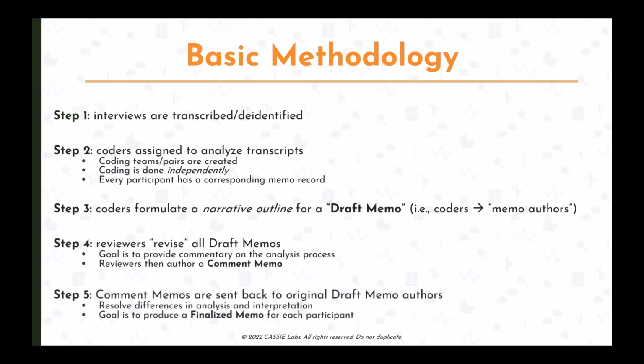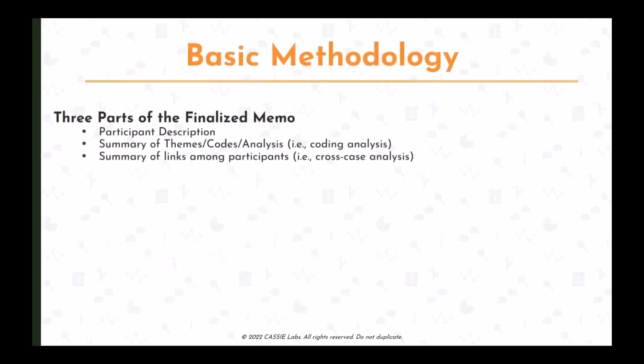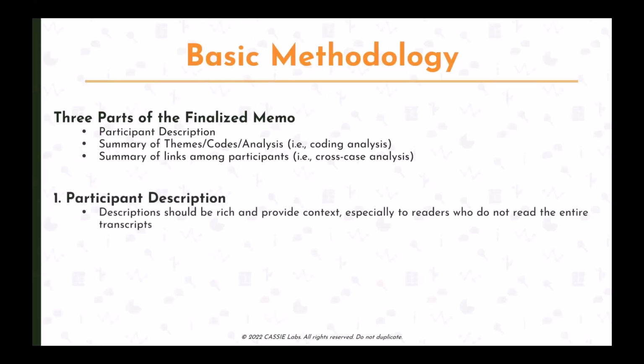In step five, the comment memos will be sent back to the original draft memo authors in order to resolve any differences, to focus on areas of agreement, with the intention of, as a group, developing a finalized memo for that participant. And it's that finalized memo that's going to basically have all the codes that we're going to need for open coding, axial coding, and selective coding.